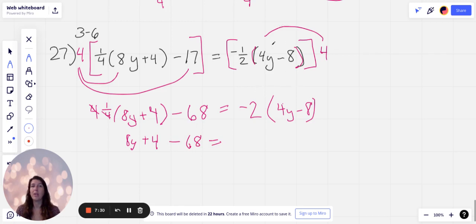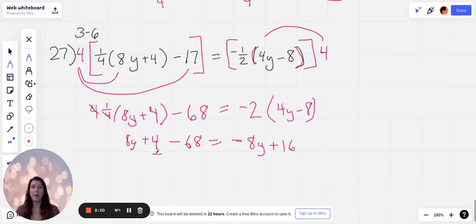So remember, before we didn't distribute the 4, but now I have to distribute this negative 2. So it's going to be negative 8, negative 2 times 4y is negative 8y. And then negative 2 times negative 8. Careful with those negatives. It's going to be a positive. Negative 2 times negative 8 is going to be positive 16. I have 2 negatives. It turns into a positive. Okay, so this should look a little bit more like what we had previously.